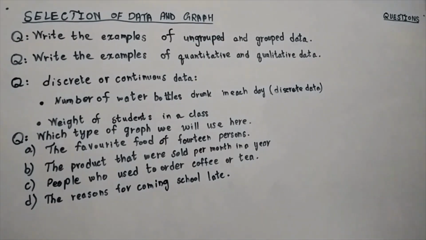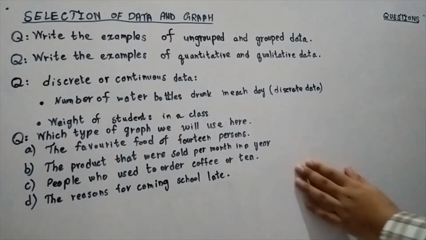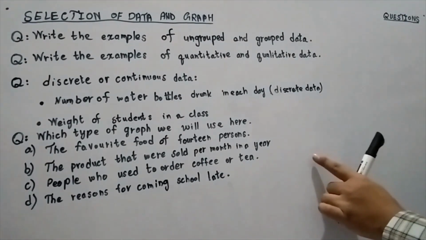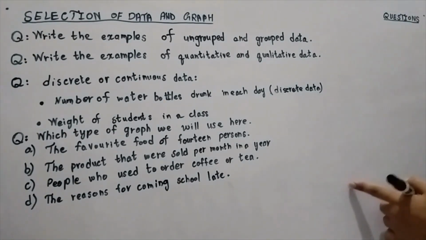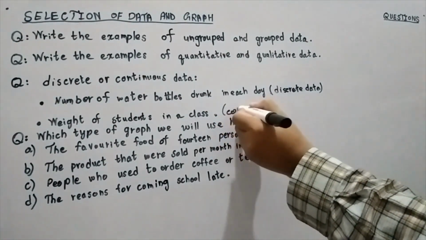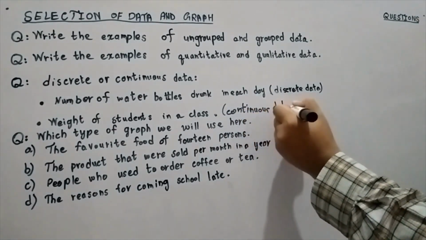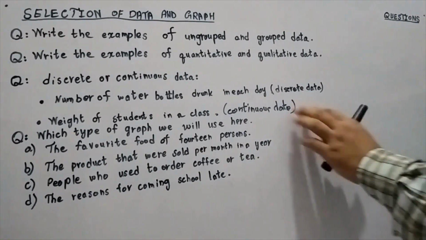So we can say that here it is continuous data, because here we will take a group of data, or we can say that the students have a weight from 25 kg to 26 kg, 27 kg to 28 kg. So here we have continuous data. Clear?